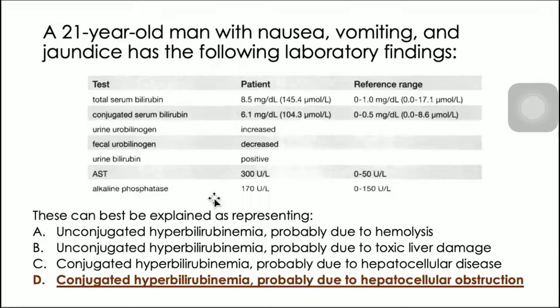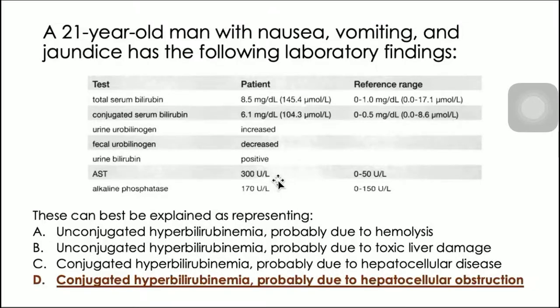Kasi kung mas higher po dito sa alkaline phosphatase, then we can say that it is a case nga po of biliary obstruction or obstructive jaundice, such as kung may presence ka ng gallstones or cholelithiasis. But for this condition, mas higher nga sa AST. So this one is more typical of hepatitis causing hepatocellular obstruction. So tama, letter D, conjugated hyperbilirubinemia, probably due to hepatocellular obstruction.